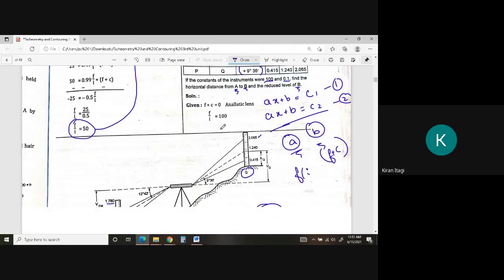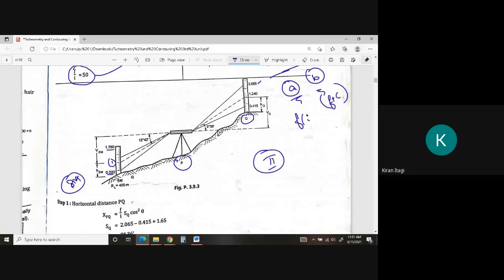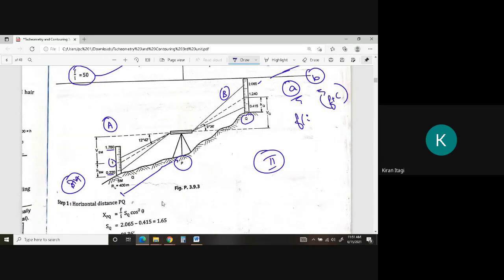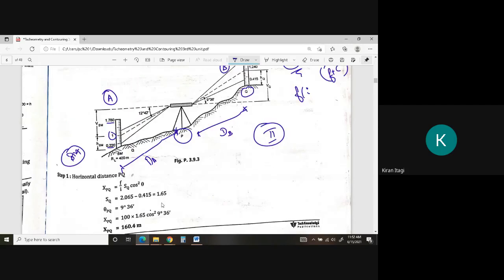He has given P and Q, so it may be that this one is A and B. So he is asking the distance from this station, the distance between these two. And he is also asking to determine the level at B, the RL at B. So we have the formula.